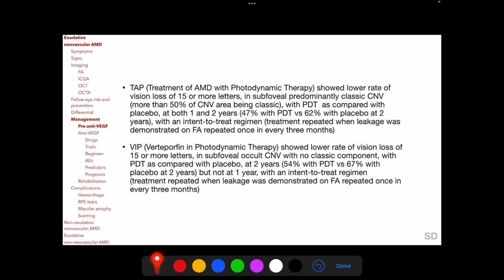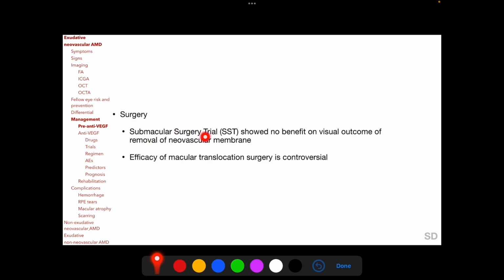The TAP study evaluated the efficacy of PDT in subfoveal predominantly classic CNV, and the VIP study evaluated the efficacy of PDT in subfoveal occult CNV, and both showed a lower rate of vision loss as compared to placebo. The Submacular Surgery Trial showed no benefit on visual outcome of removal of the neovascular membrane, and the efficacy of macular translocation surgery is controversial. In macular translocation surgery, the foveal area of neurosensory retina was separated from the diseased zone of RPE and shifted or translocated to a zone of healthy RPE.